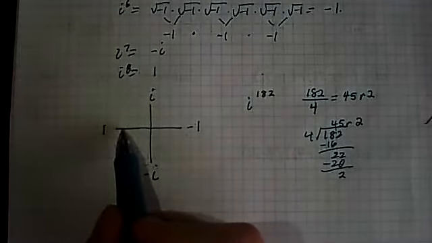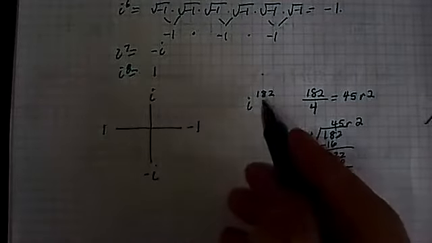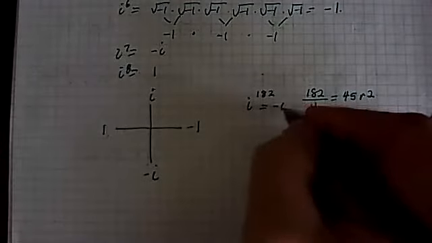So that just means we do 45 full rotations of 4. So we don't really worry about that. We went through 45 times. But then we end here after the 45th, right? Because that's after the 4th. Now we've got to go 2 more. So we go 1, 2. So i to the 182 is going to equal a negative i.